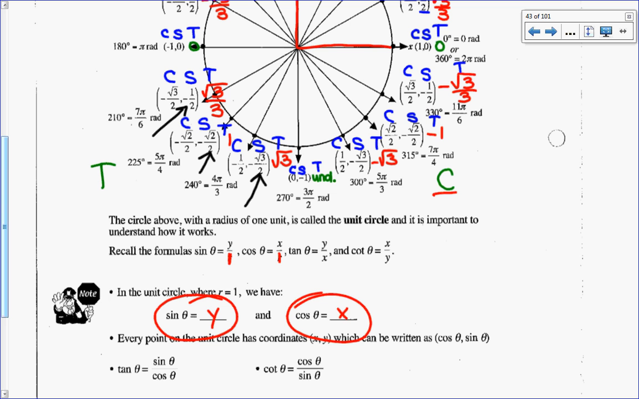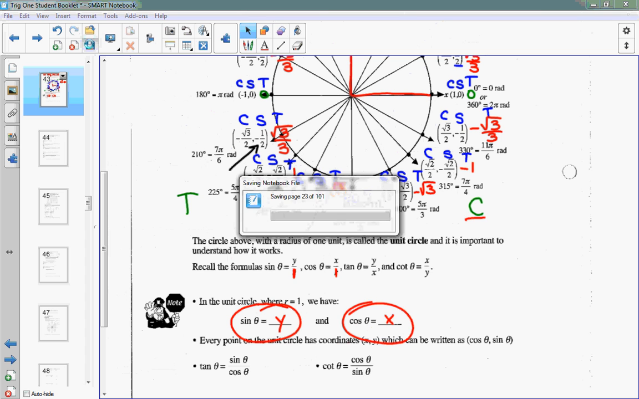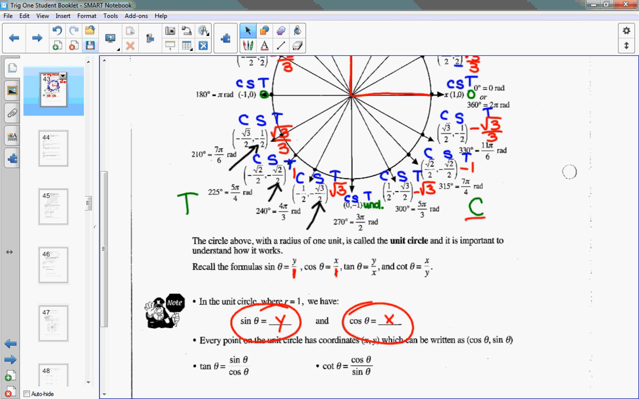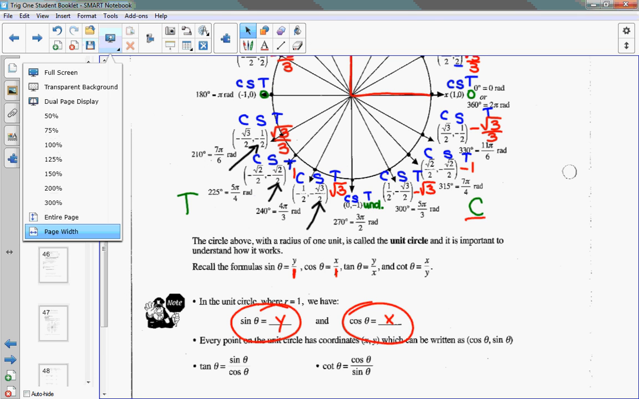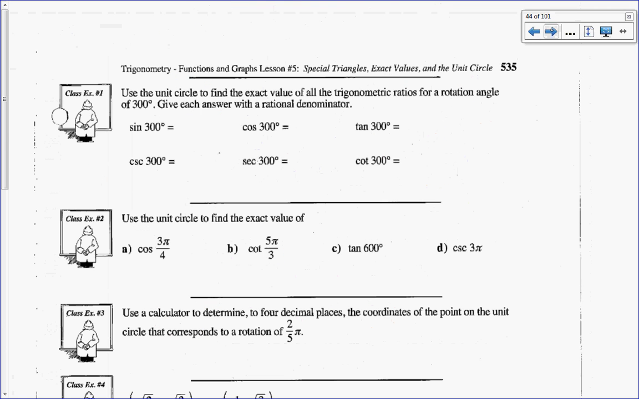All right, let's flip over the page and we'll try a couple questions. I'm just going to save this unit circle so that I don't lose it and have to rewrite it again, because technology is wonderful, but once in a while it lets us down.